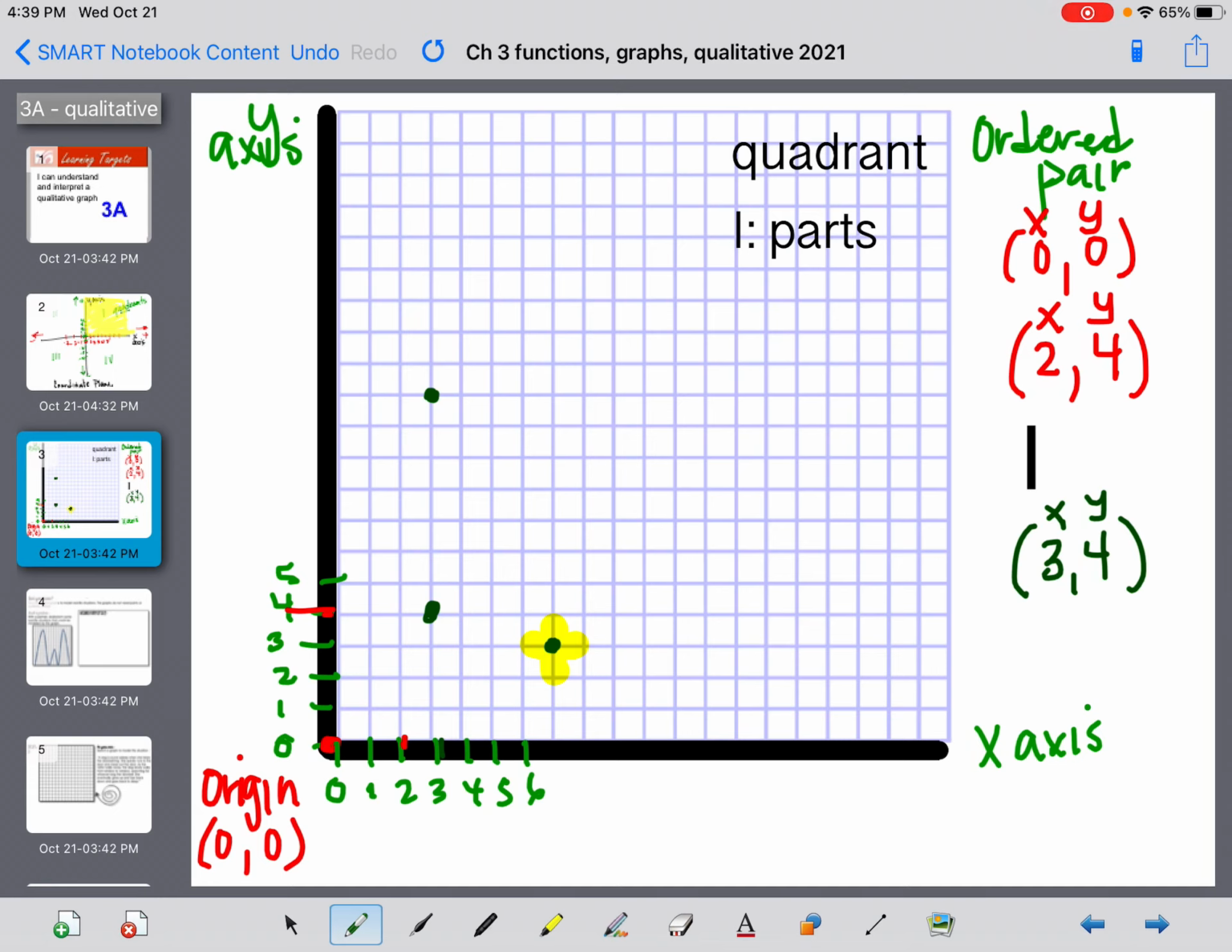Another synonym for an ordered pair would be a coordinate pair. And that's the same thing. This is the same thing as this. It's just another way to say it. You might hear me use both of those things because it is the coordinates of where it's located on the graph.